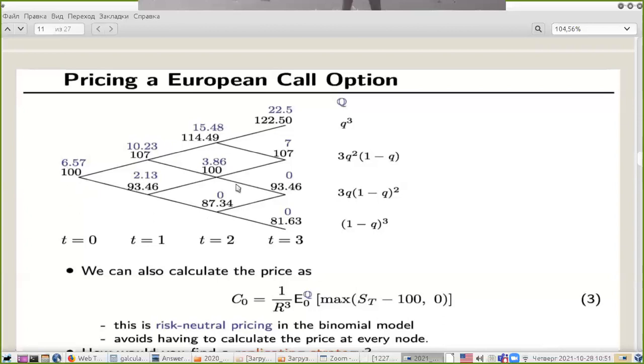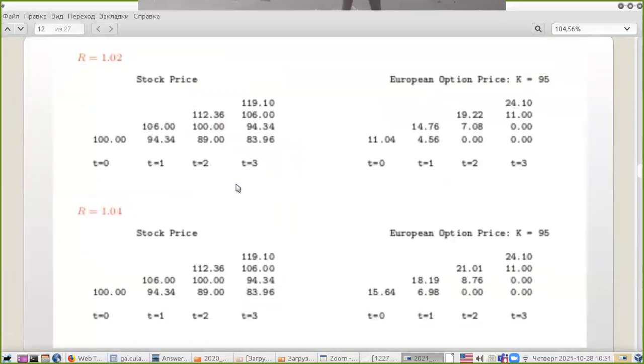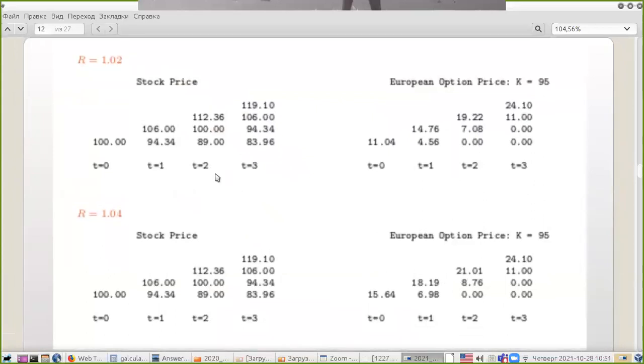It is the first way, and we can do this using Excel. For this, first we construct the stock price. For this, we write in the cell 100. After that, we multiply it by D and stretch. After that, in this cell, we multiply 100 by U and stretch. And now it's clear, yes.